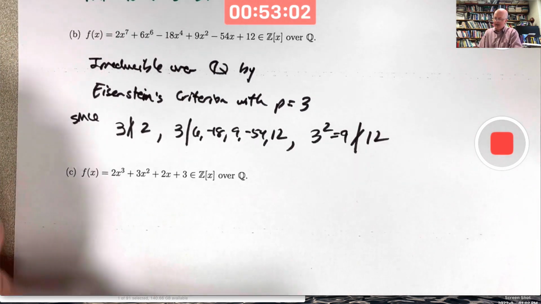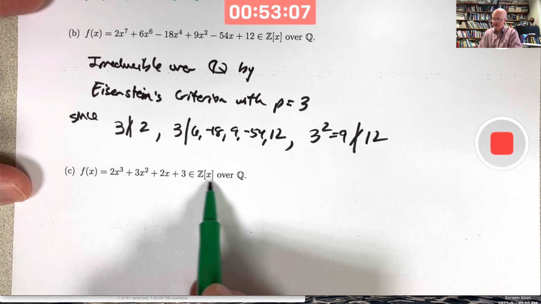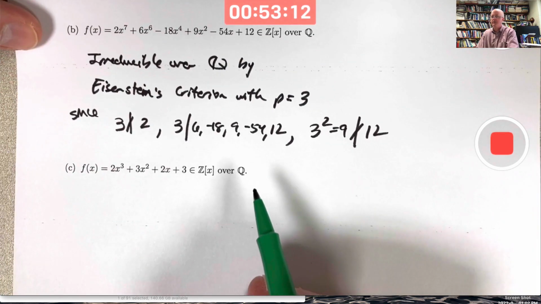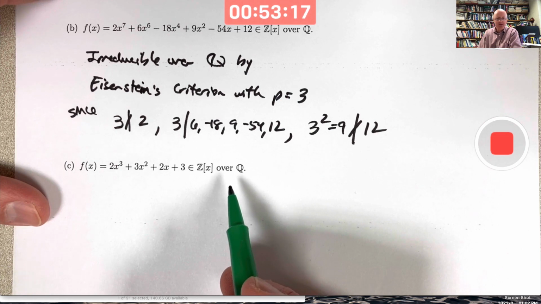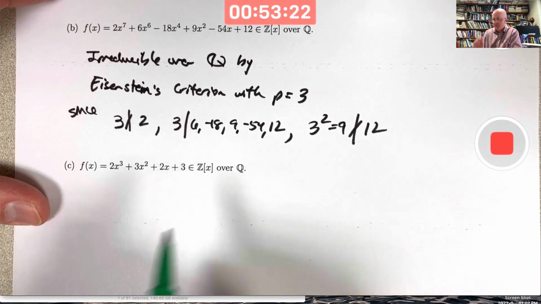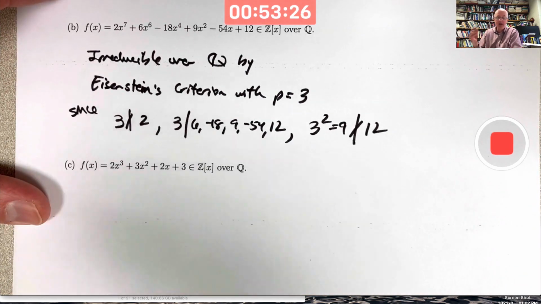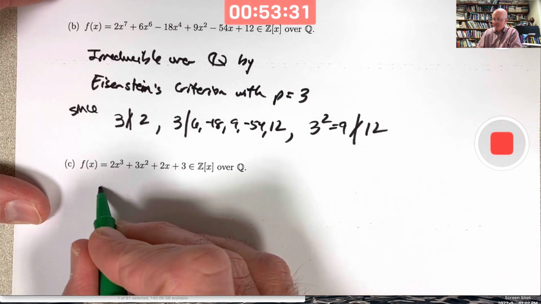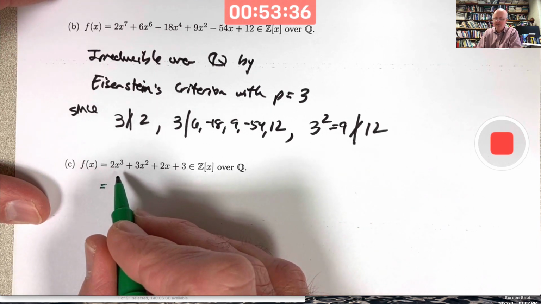C, f of x equals 2x cubed plus 3x squared plus 2x plus 3. Polynomial in Z[x] over the rationals Q. We are talking about irreducibility or reducibility over fields because it's simpler in that case. This one looks hard, and it certainly is hard if you don't see the trick. One thing that should stand out to you is that these coefficients have a repeating pattern, you might say, 2, 3, 2, 3.